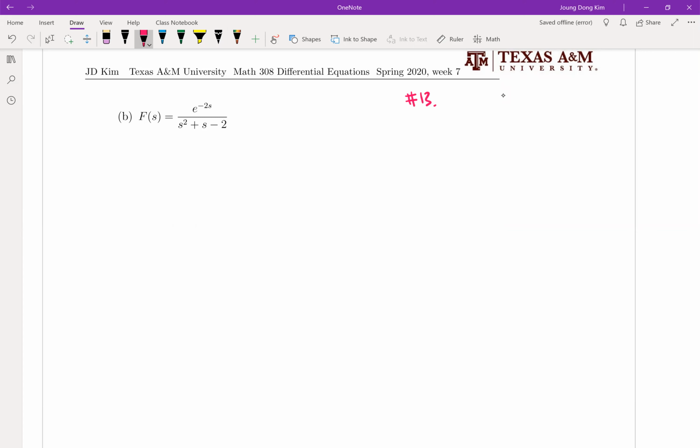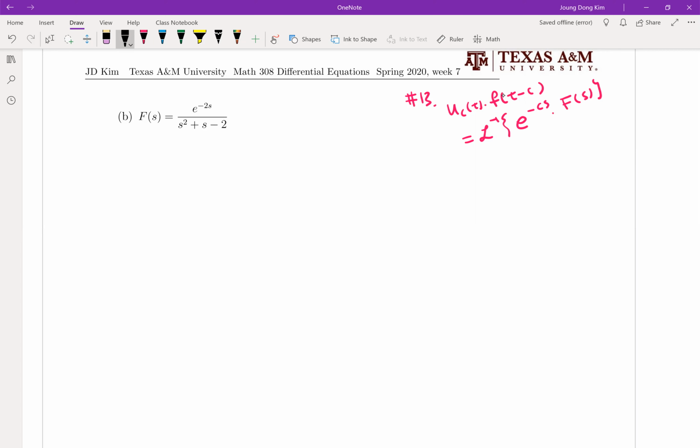Your f of t is u_c(t) times f of (t minus c), which is equal to the inverse Laplace transform of e to the minus cs times F of s, where capital F of s is the Laplace transform of f of t. That's it. So now let me rewrite this.